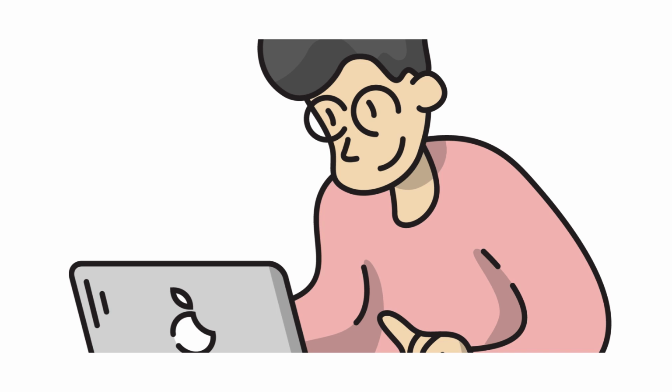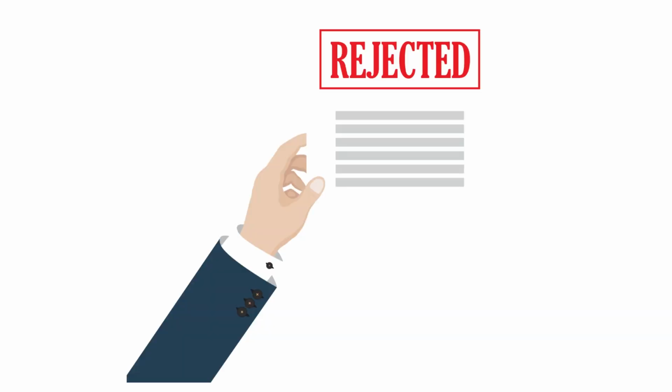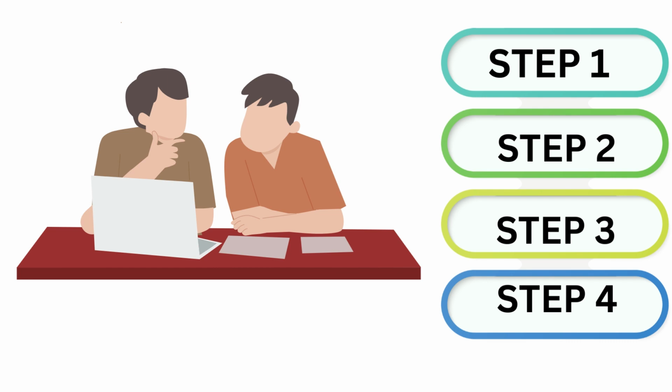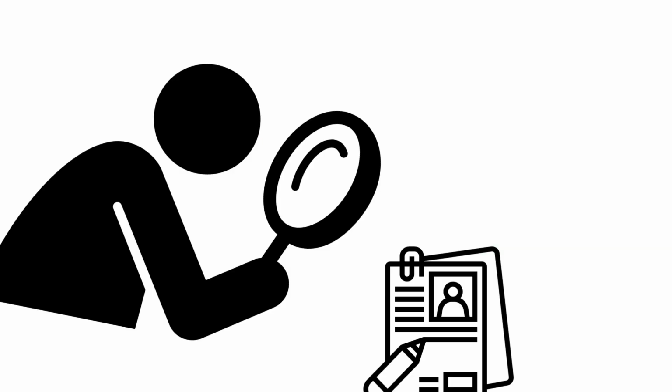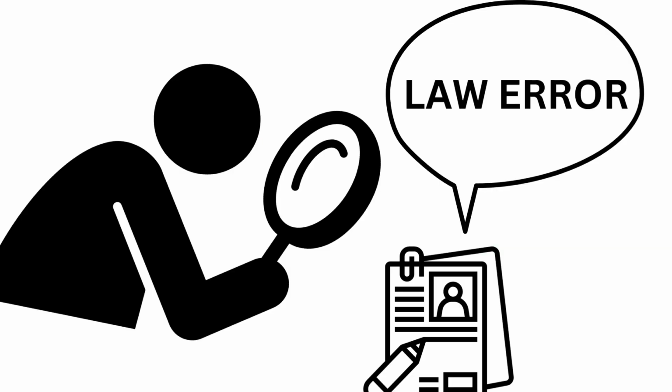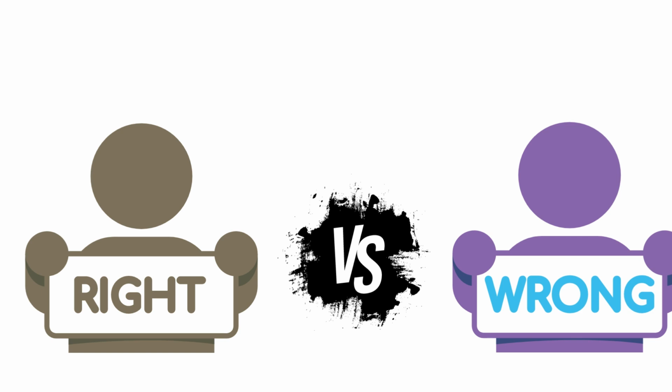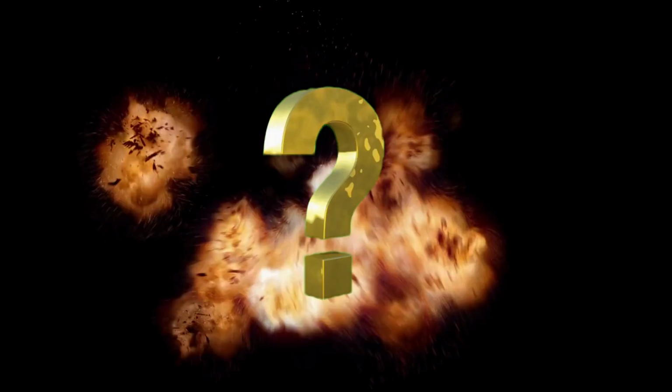John applied for a visa, but it was rejected. His friend explained to him four steps to analyze the decision of the visa officer. He found a law error and challenged the decision. The application was approved.